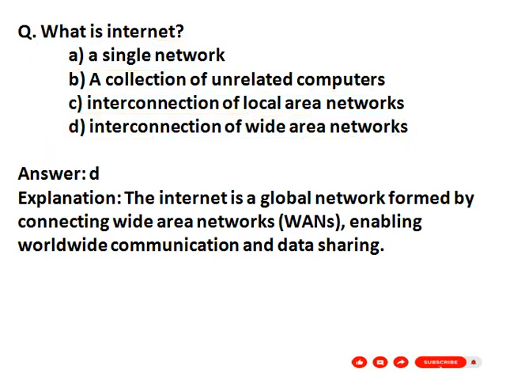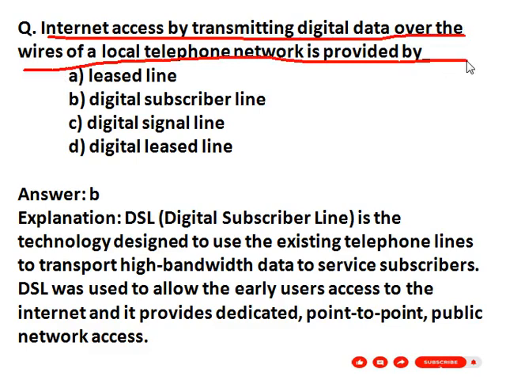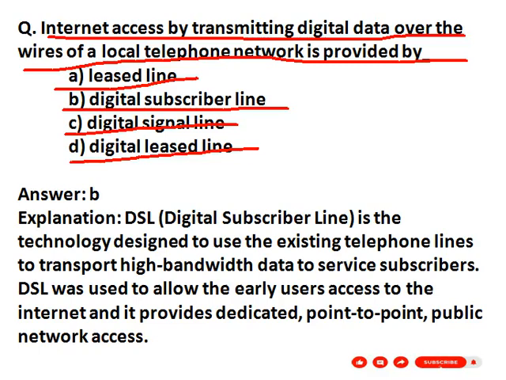Next question. Internet access by transmitting digital data over the wires of a local telephone network is provided by dash. Given options are A. Lease line, B. Digital subscriber line, C. Digital signal line, D. Digital lease line. Your correct answer is DSL, that is B.